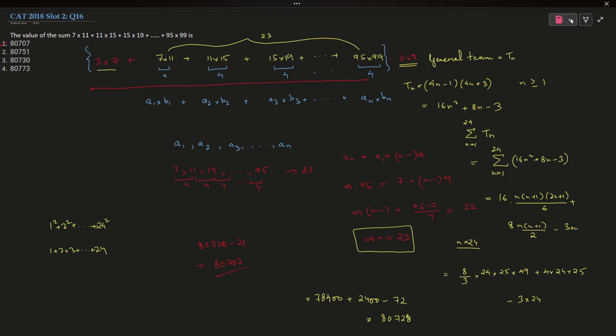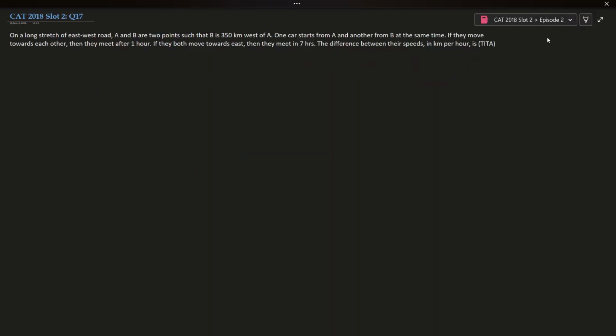Okay, let's move on to the last question for today. On a long stretch of east-west road, A and B are 2 points such that B is 350 kilometers west of A. Let me draw a straight line such that B is to the west of A. That means A is here and B will be to the west of A, and the distance between the 2 points is 350 kilometers.